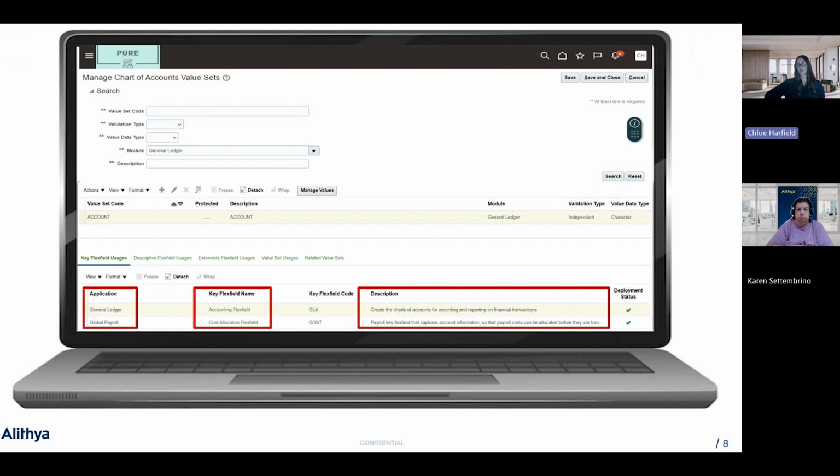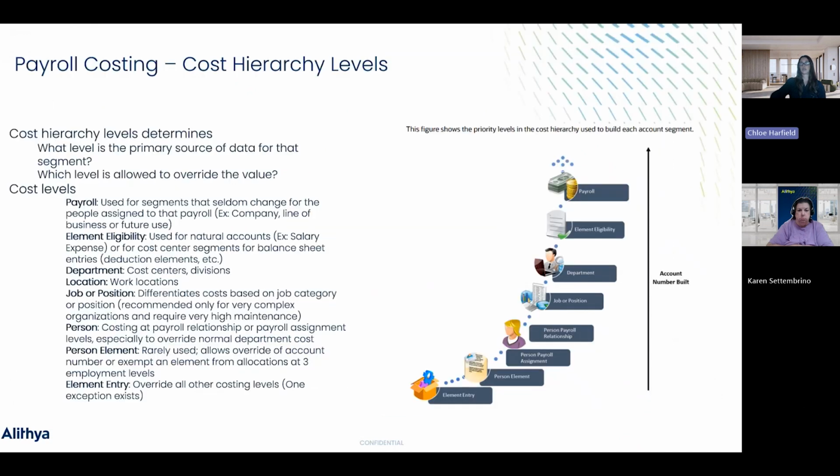And Karen, I think you brought up a good point, that now that we've talked a little bit about how the GL structure gives way to capture the payroll costing piece, it may be a good time to talk a little bit more about the details of what can be defined from a cost hierarchy perspective. So what happens is there are certain areas within payroll and the definitions of different components of payroll.